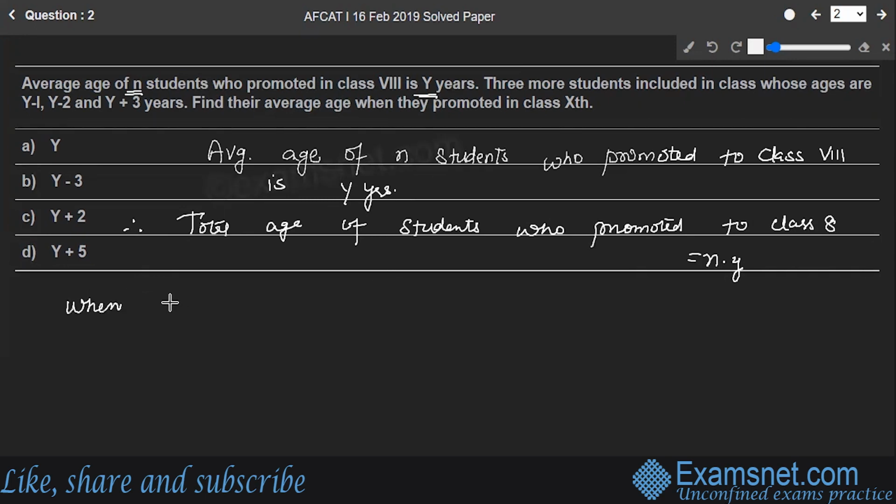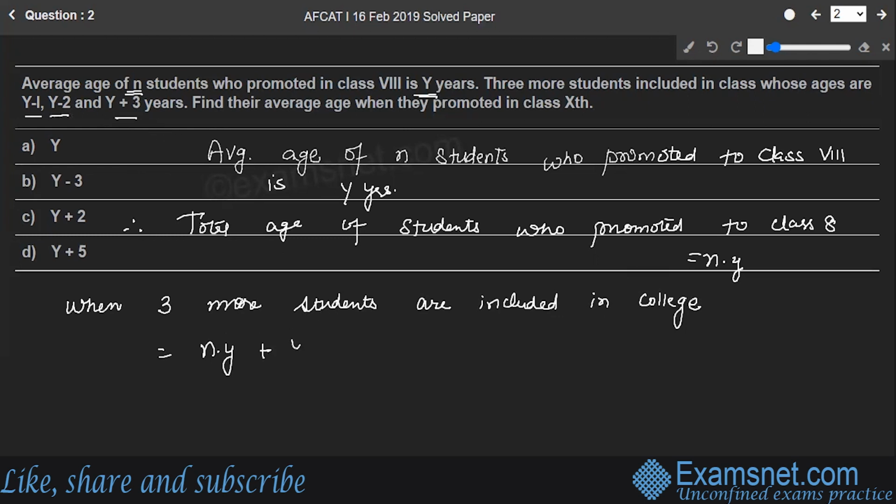When 3 more students are included in college, then what will be the age? N into Y. So the age of the students were Y minus 1, Y minus 2, Y plus 3, which gives you NY plus 3Y, right? Now, it's asking you their average age when they are promoted to class 10.